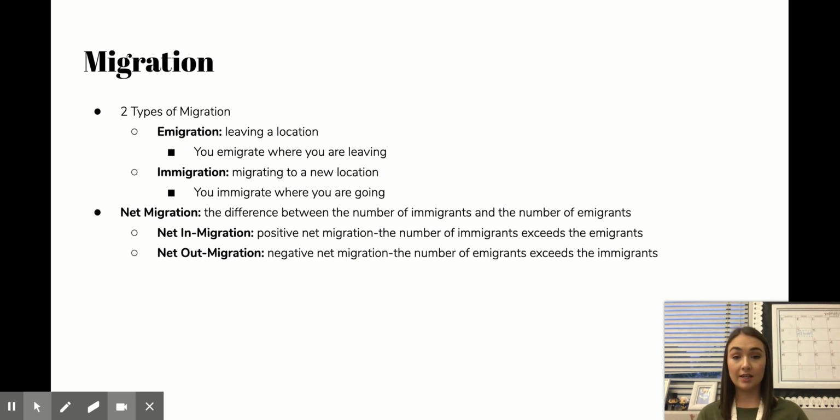Net out-migration is when the number of E emigrants exceeds the number of I immigrants. So if a country has a net out-migration, that means more people are leaving their country than wanting to come to their country, and that's whenever you see problems. Overall, the United States has a very positive net in-migration. There are a lot more people coming in than wanting to leave. So let's look at why people want to leave other countries and come to North America, specifically the United States and Canada, where you're going to see most of the migrants.